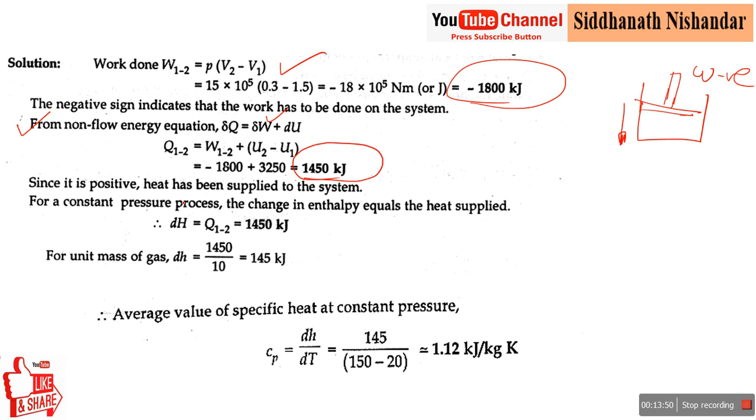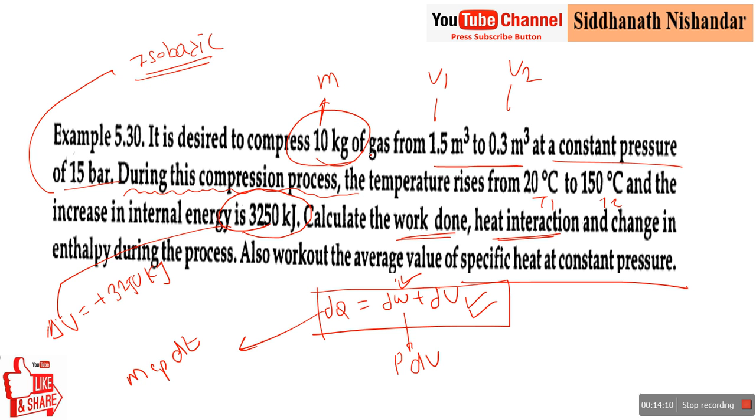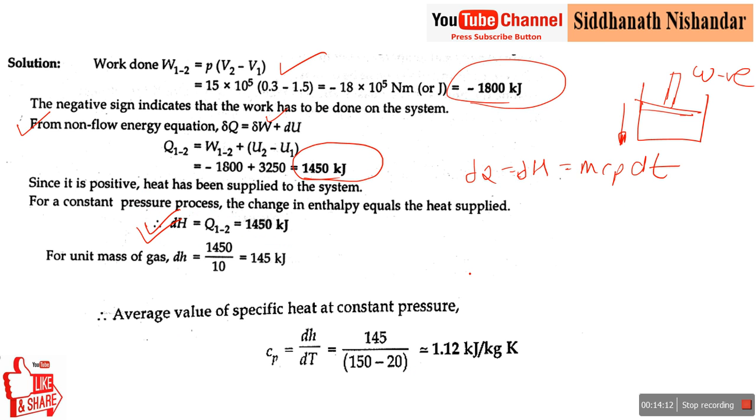They also ask for the change in enthalpy. We know that for an isobaric process dQ is equal to dH, because the formula is the same for both cases, mcp delta T. So we can calculate the change in enthalpy. But this answer is for a mass of 10 kg, as all the values given here are for 10 kg. They also ask for specific heat, but for that we need a unit mass of 1 kg. So with the change in enthalpy divided by 10 kg, we get the enthalpy change per kg as 145 kilojoule.